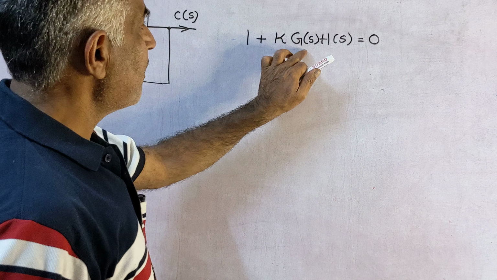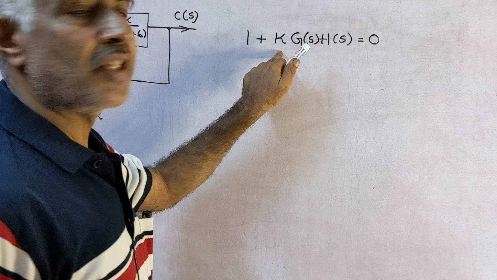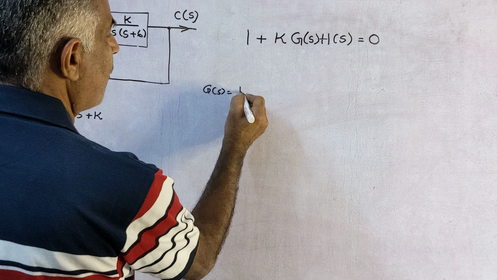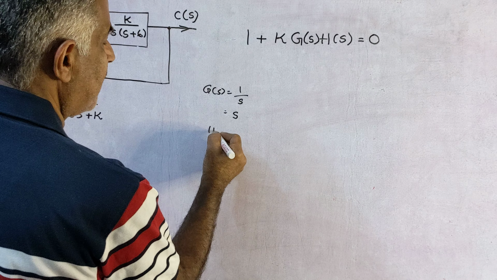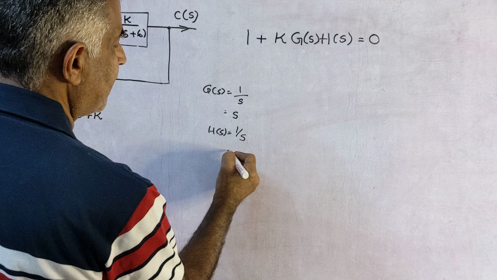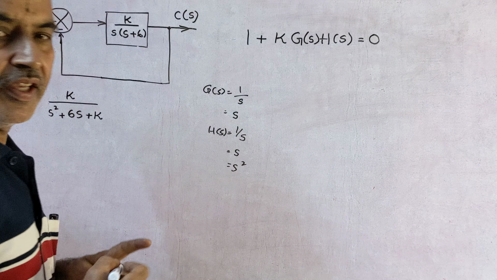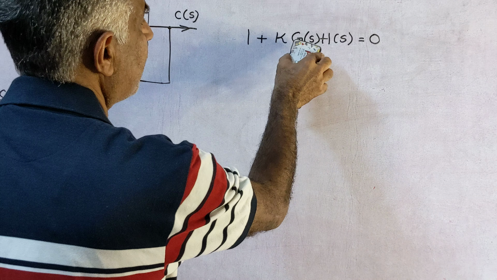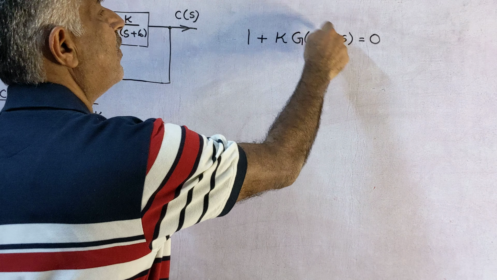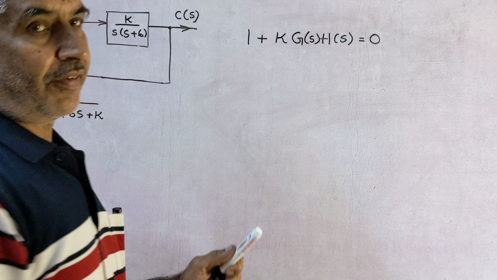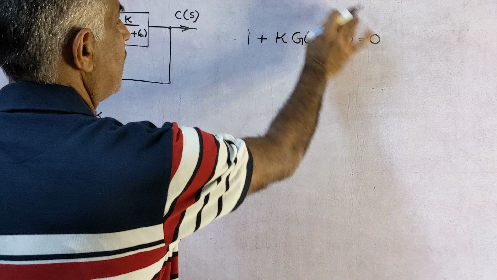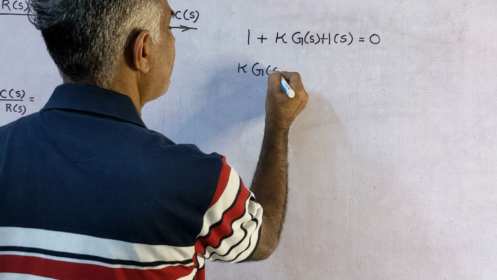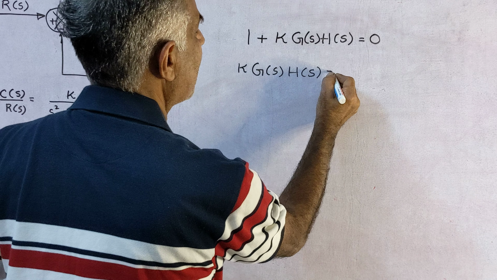Now, G(s) is a phasor, H(s) is a phasor, K is also a phasor. You know that. For example, G(s) can be 1 by s, or G(s) can be s, H(s) can be 1 by s, or H(s) can be s, or H(s) can be s squared. As we know that s is a phasor, therefore in K G(s)H(s), G(s) is a phasor, H(s) is a phasor, K is a phasor. Now this equation I will slightly rearrange: K G(s)H(s) equal to minus 1.